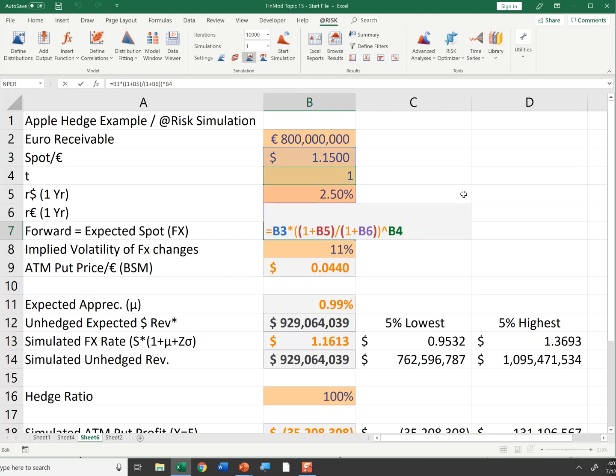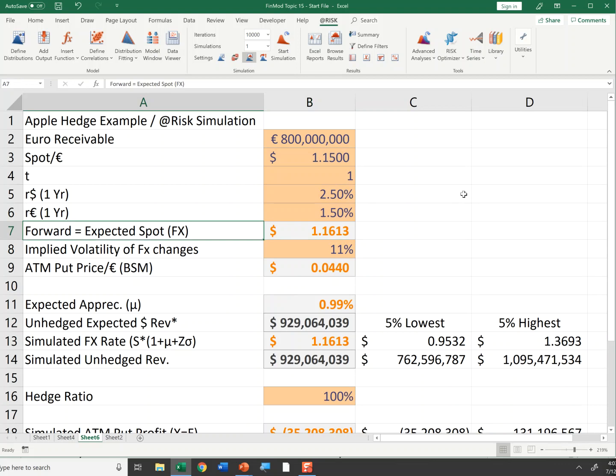From an earlier topic, when we talked about forwards, we said that the expected forward price and the expected spot price is this formula: the current spot price times 1 plus the US interest rate over 1 plus the foreign interest rate, since this is a direct quote, to the 1 power. So the euro forward is 1.16. That should be the no arbitrage forward price. And it's also the expected spot price, $1.16.